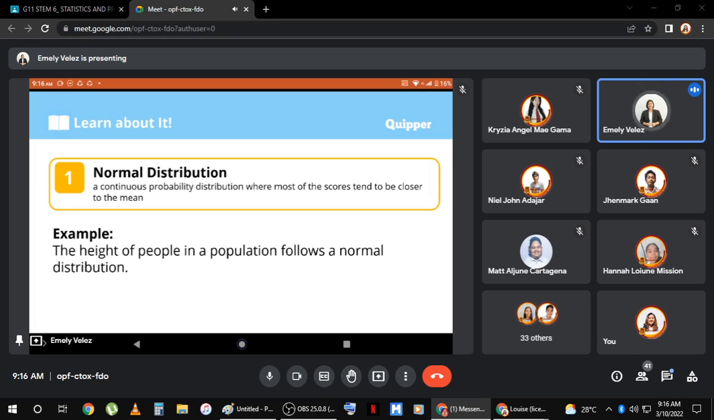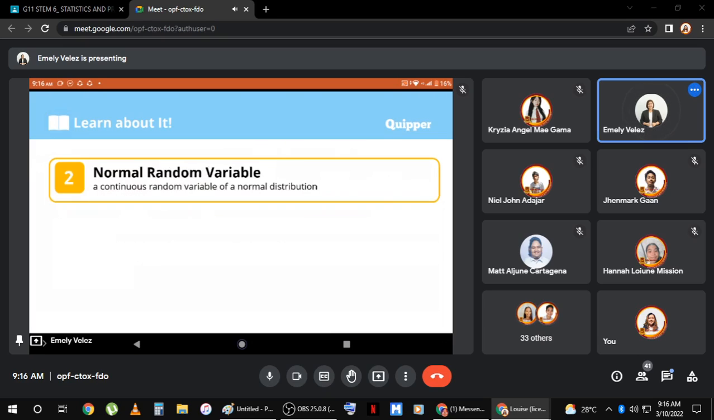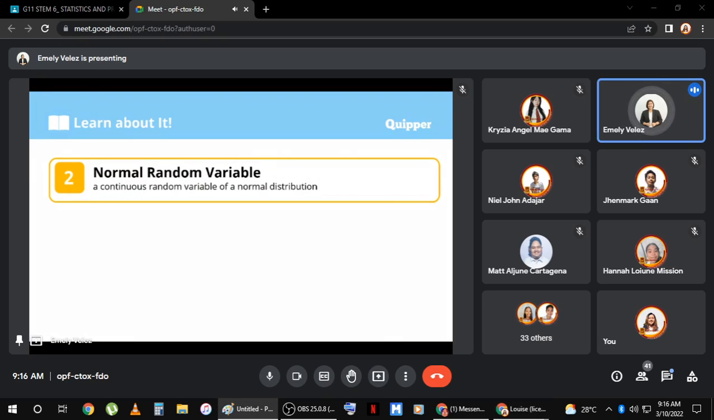But if we are talking about the majority of Filipinos, they are closer to the mean, which is the average height. So that is the character of a normal distribution.